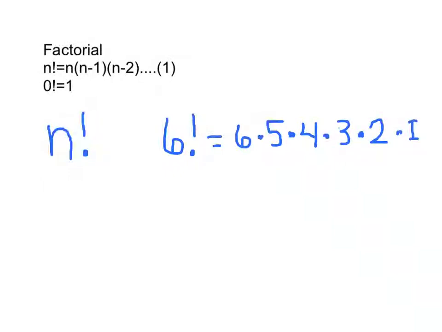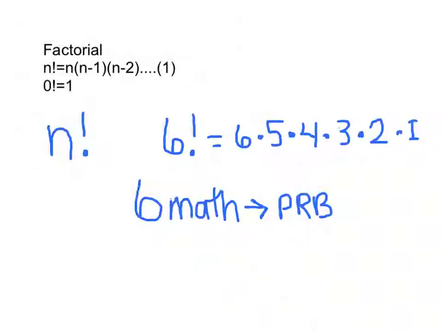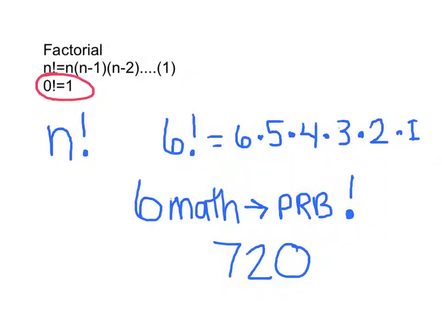On your graphing calculator, you're going to type in 6 and then math, and then arrow over to PRB and arrow down until you find the exclamation symbol for factorial. And 6 factorial is going to be equal to 720. We're going to use factorials as part of the equations for this chapter. Oh, and this is just a definition. You'd think that 0 factorial would be 0, but it's defined as being equal to 1, and we can talk about that later.